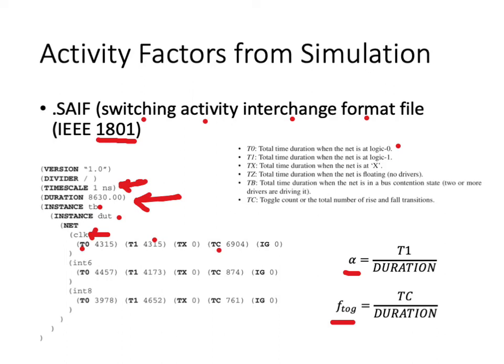rise and fall transitions. So the static probability factor, alpha, the probability of being at logic 1, is the total time the net spends at logic 1 over the total duration of the simulation, whereas the toggle rate, which is the number of up and down, rise and fall transitions, is given divided by the duration. So you will be able to extract one alpha and one toggle rate for each and every net. Here 3 nets are listed, that is clock, integer 6 and integer 8.